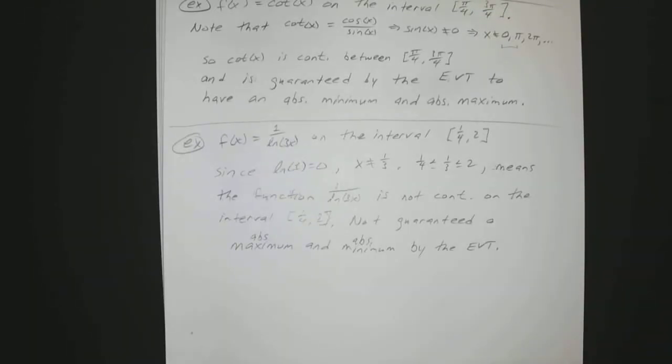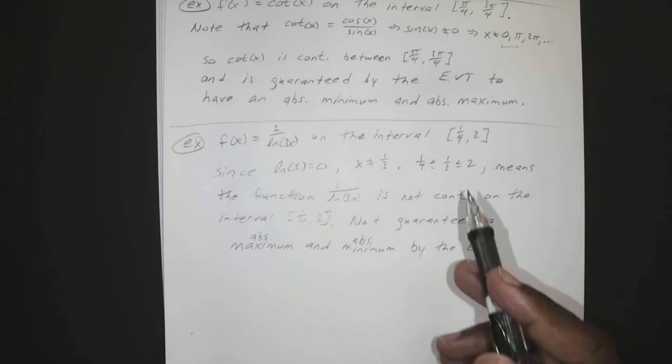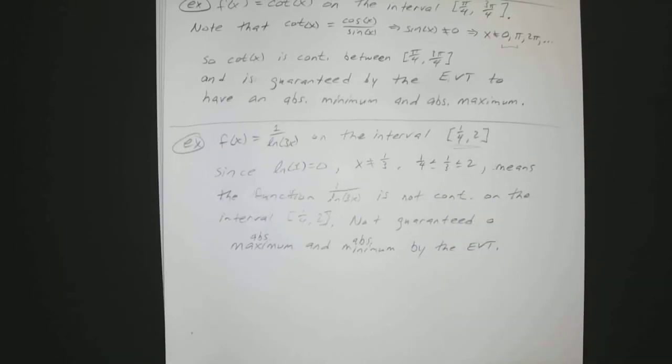Now, that's not saying that if you change the interval, it wouldn't be guaranteed one. If you change the interval to between 1/2 and 2, since 1/3 isn't in that interval, then it would have an absolute minimum and absolute maximum. So that's just for this interval. If the interval changes, then the results could change also. All right, any questions on that one?